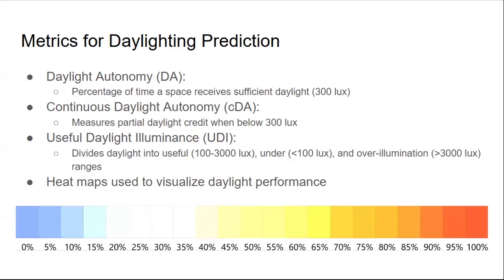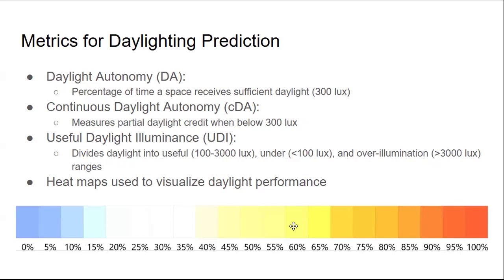So UDI gives us a more comprehensive view of how daylight behaves in a space by showing both the useful and problematic areas. These three metrics, DA, CDA, and UDI, help us quantify daylight performance in a room, giving us insight into how much natural light the space receives and whether the light falls within the acceptable range for occupant comfort and, of course, energy efficiency.